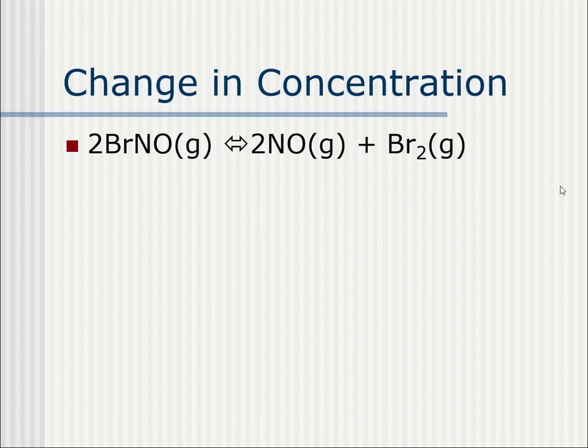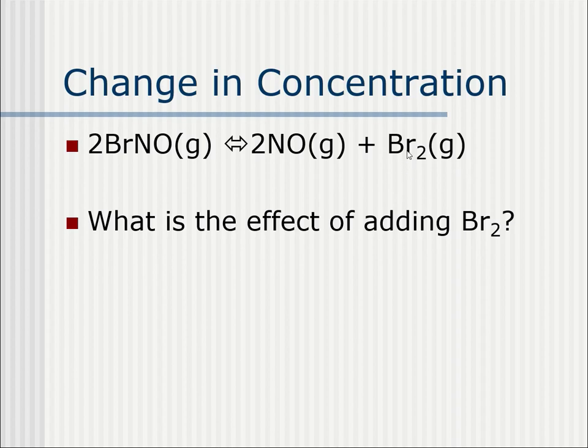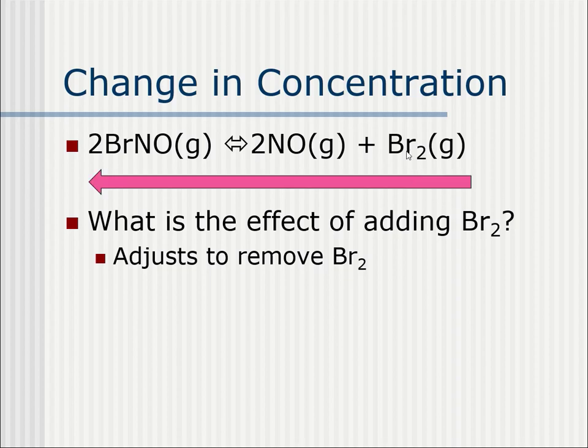So if I had this reaction, this equilibrium, and I were to add Br2, well, it's going to shift in such a way that it's going to try to get rid of the Br2. The way that this system responds to get rid of the Br2, the bromine gas, is it's going to shift towards the left, which means I'm going to make more of the BrNO, and I'm going to make less of the NO while trying to remove the Br2 from the reaction. It's going to shift to the left.